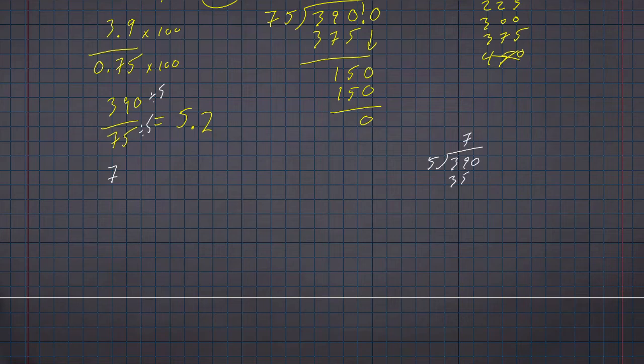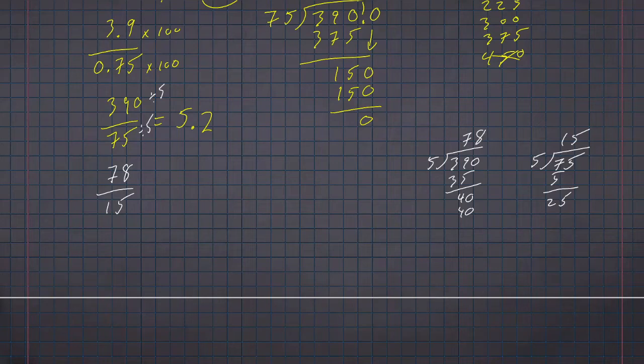7 times 5 is 35, that's 40. 5 times 8 is 40. And then 15 in the denominator, 78 over 15. That's much easier to work with. And if you really want to go crazy, you might notice that these are both divisible by 3. So you can reduce the fraction further.